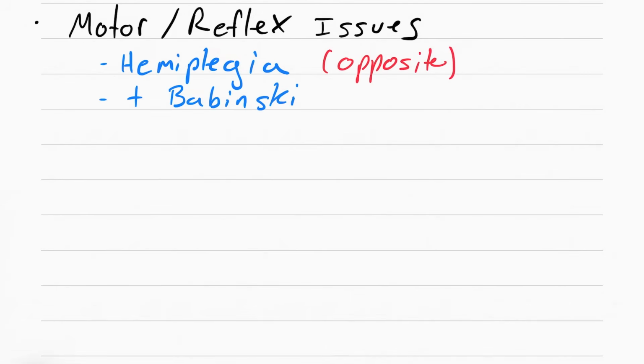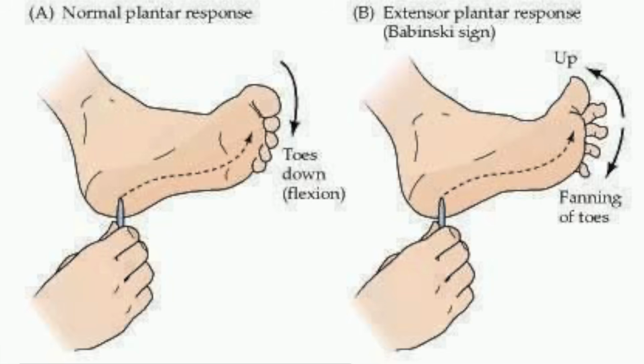The patient can also have something called a positive Babinski's. This is when you stroke the lateral side of the sole of the feet, causing the toes to either fan down or up. Normally, the toes are supposed to flex down, scrunch up. This is a normal response. But with a positive Babinski's, which is an abnormal response, the toes will fan out.